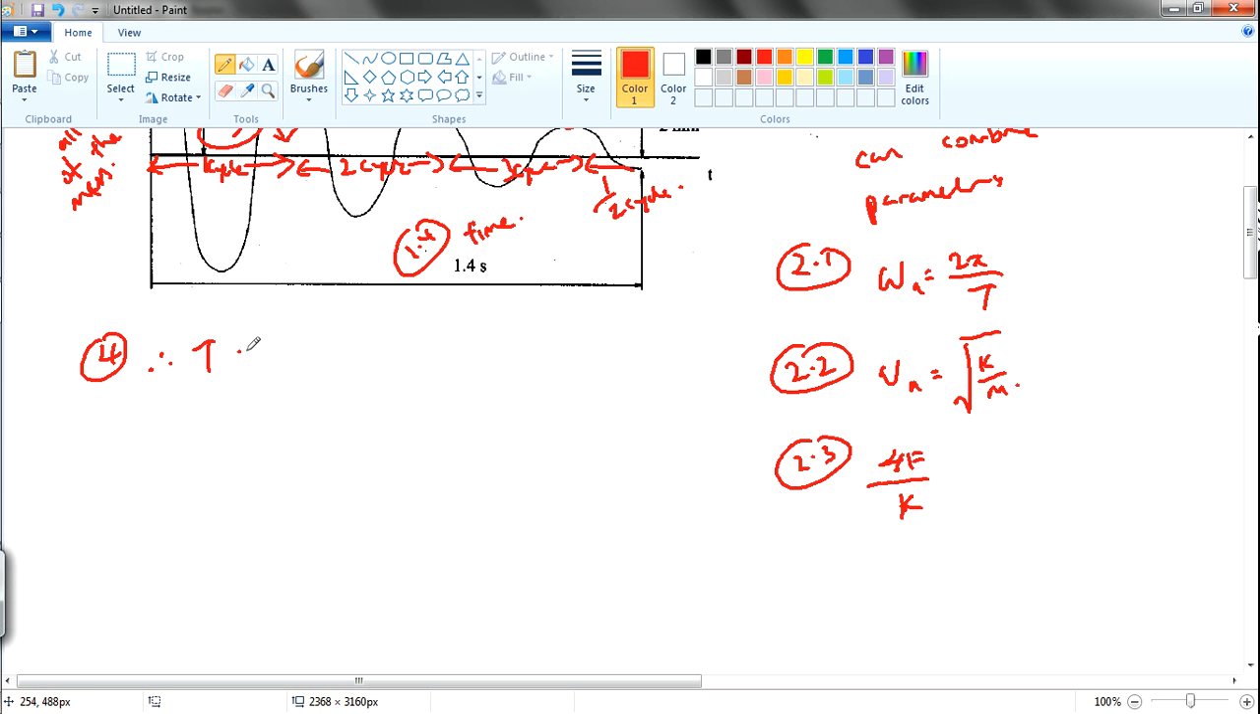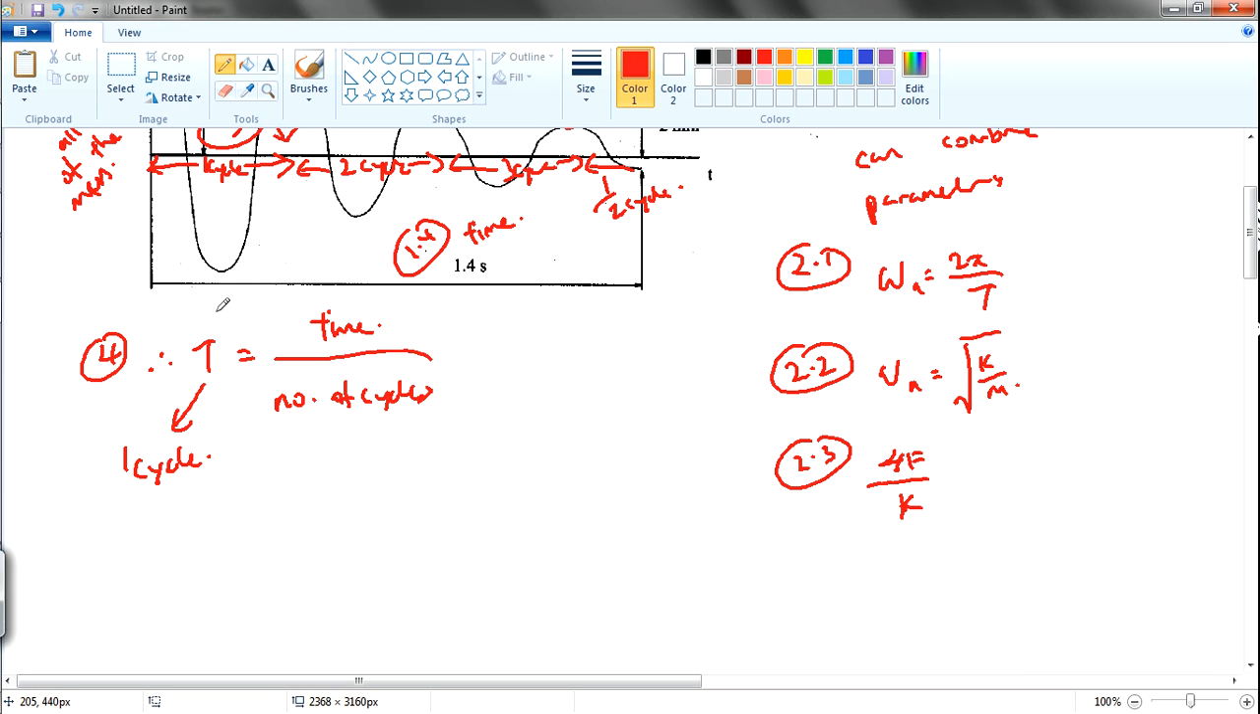Therefore the t is equal to the number of cycles over the time. Okay, hold on a while. Sorry, it's time over number of cycles, and as you know, the time, meaning the period itself, is one cycle, right? And therefore we have to solve for the time for one cycle in order to get the period.